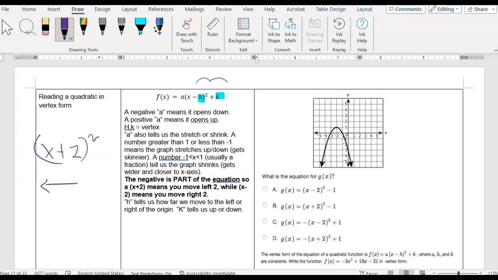Okay, that k moves it up or down. If it's positive, it's going up. If it's negative, it goes down. And then you know if you have a negative in front of the parentheses, where a is the coefficient, then it is going to be open down.